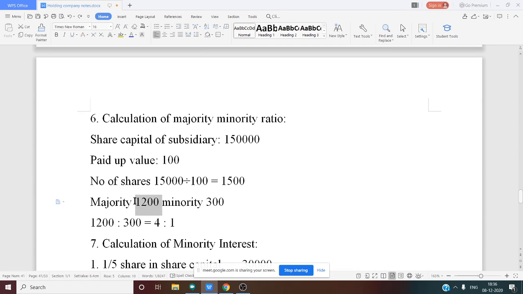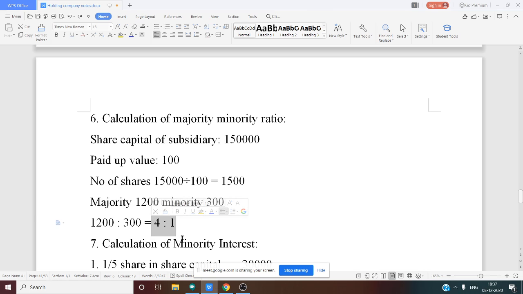Out of that, the investment made by the holding company, given on the asset side, is 1,200. The holding company is the majority, because it is more than 50%. The remaining is the minority, that is 1,500 minus 1,200, which is 300. So the ratio is 1,200 majority to 300 minority. Simplifying, the zeros cancel, and 3 ones are 3, 4 is to 1. So 4 is to 1 is our ratio.